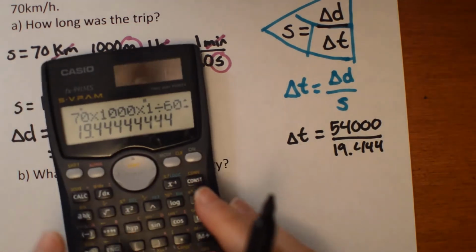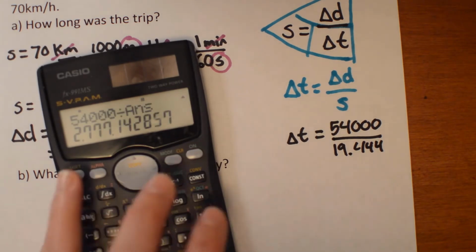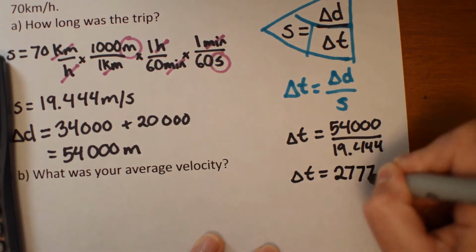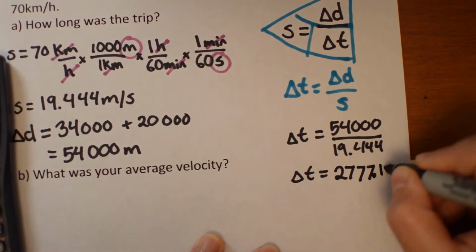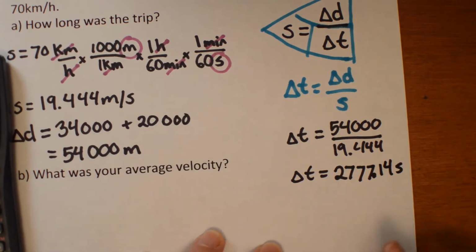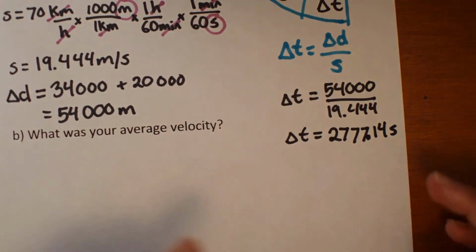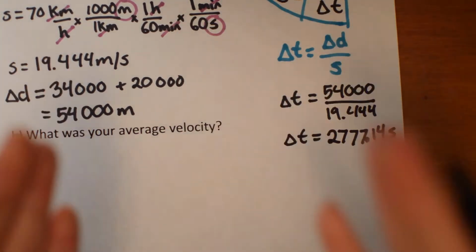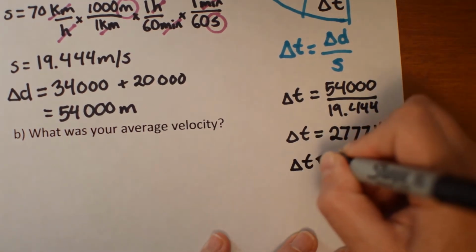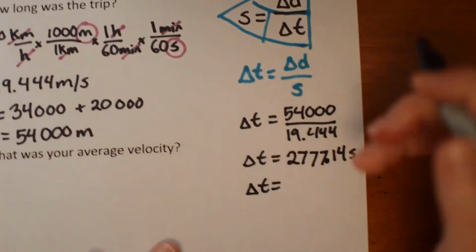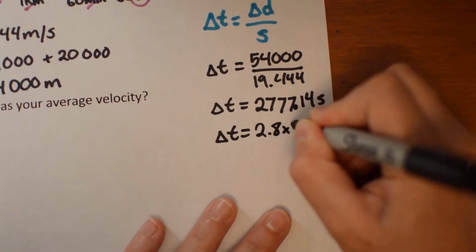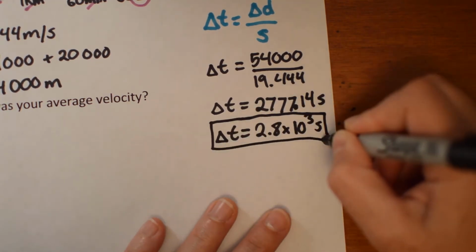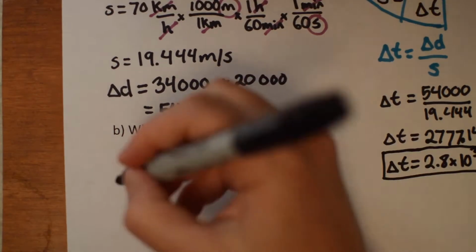19.444. When I plug that in, 54,000 divided by the 19.444, I get a time of 2,777.14 seconds. I'm keeping tons of decimals right now. That's because I'm going to need this time later on. But because this is a time that I'm asked for as part of the question, I need to also write it down in sig figs. So in sig figs, there are just two significant figures in this problem. I'll have to write it as 2.8 times 10 to the 3 seconds. There's my time.